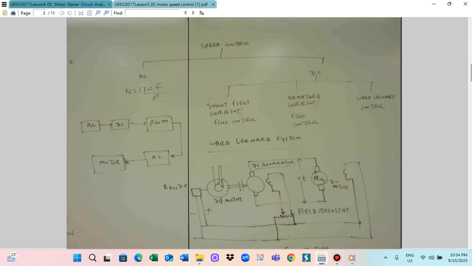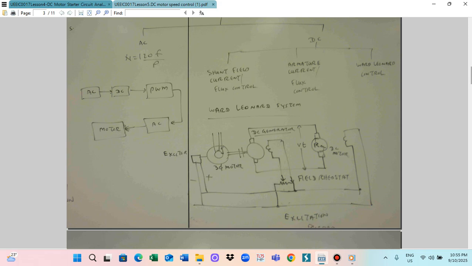The Ward Leonard control system means that the motor is driven by a generator, and this DC generator drives another motor. By adjusting this, we can adjust the motor armature current as well as the motor field excitation current. So then we can control the motor field. Controlling both the armature current and the field current is the Ward Leonard control system. The other two kinds are shunt current control or armature current control. By controlling the armature current and shunt current, the third system is the Ward Leonard control system.